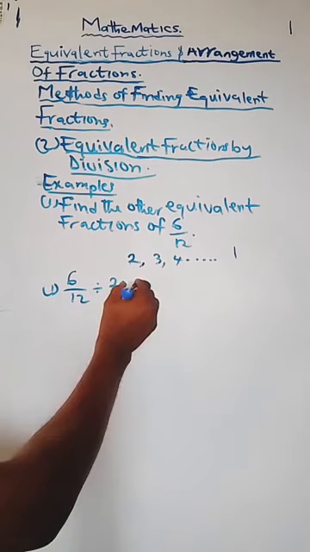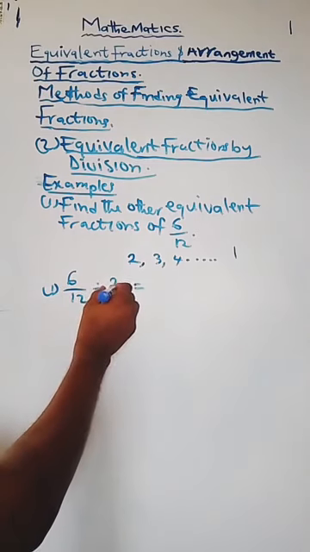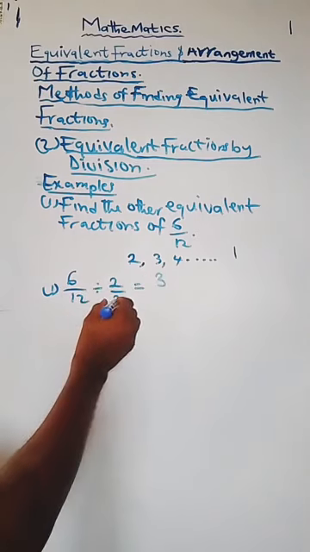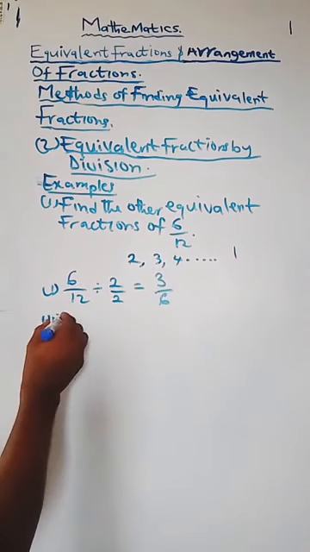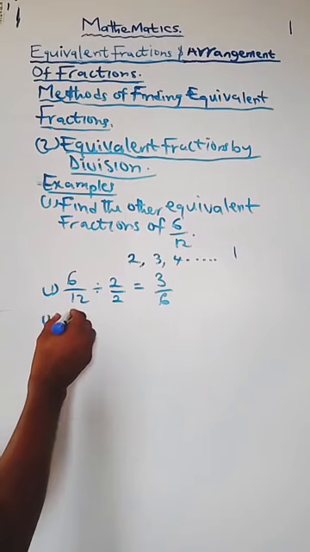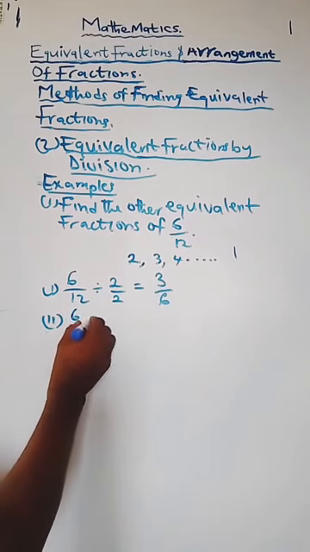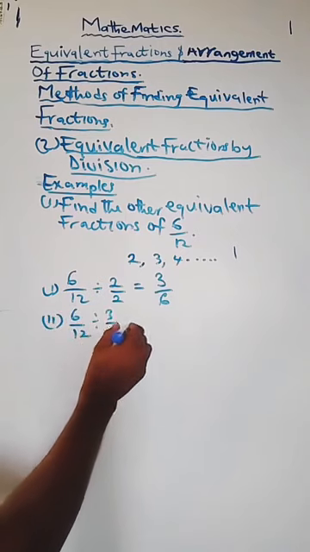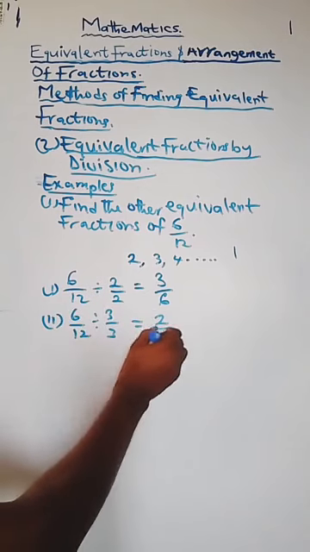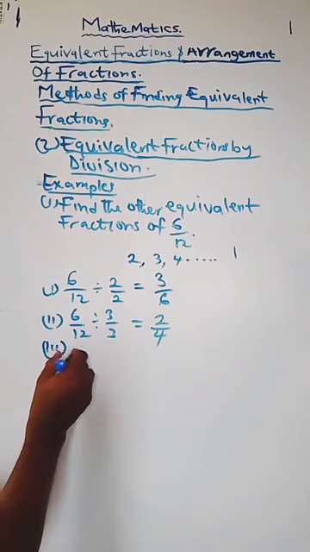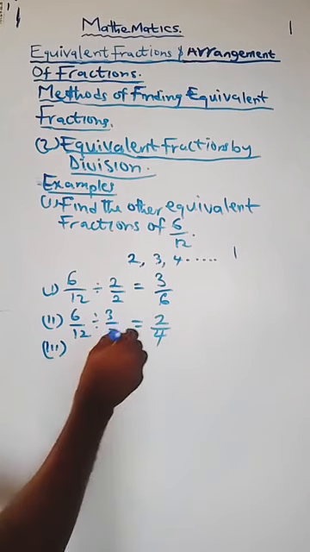6 divided by 2, we have 3. 12 divided by 2, we have 6. Next, let's go again. That's 6/12 divided by 3/3. So 6 divided by 3 is 2, and 12 divided by 3 is 4. Let's go again. We still have more to do. We have not gotten to 1.